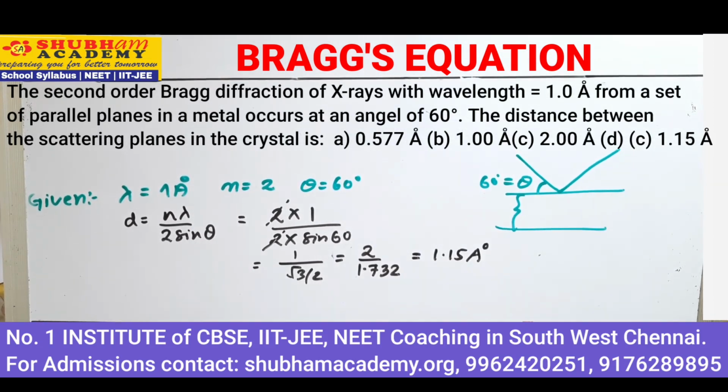So in this way, using Bragg's equation, you can find the interrelation between lambda and d, right? So, I hope you have understood the concept.